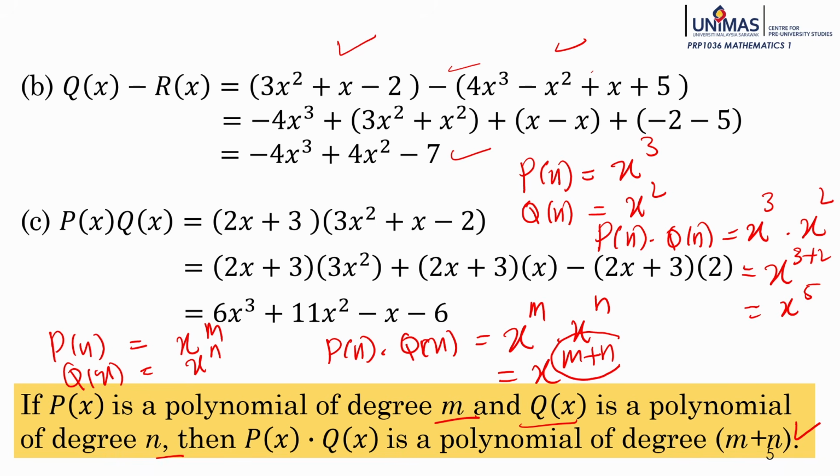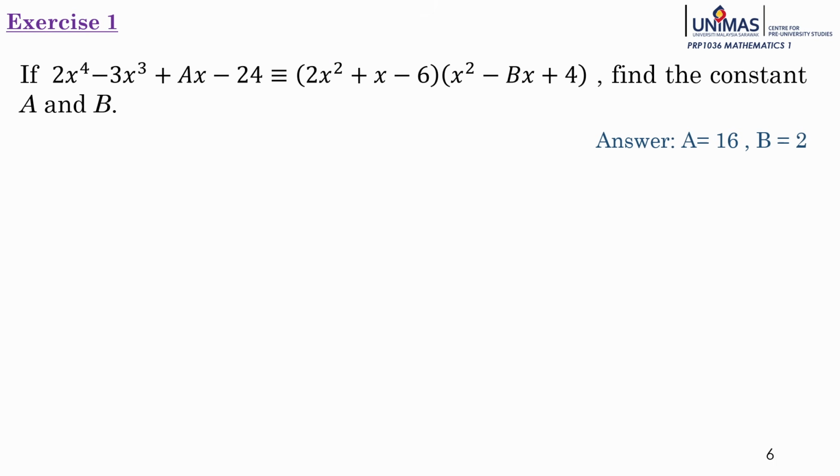Okay, so this is how this definition works. Alright, let's see exercise 1. If this is equal to this one, okay, this one is a symbol as equal. It doesn't matter if you are using this symbol or this symbol, it means equal. So find the constants a and b.